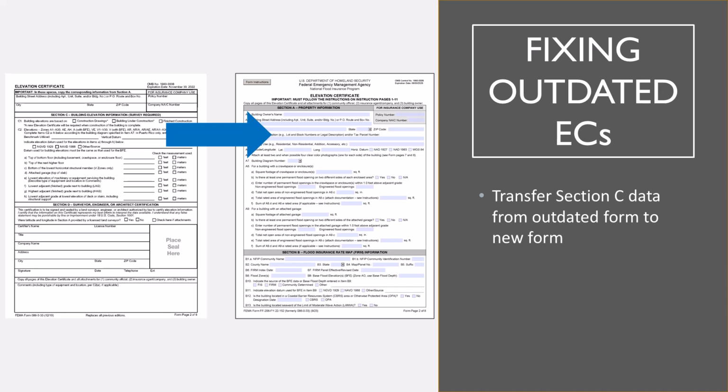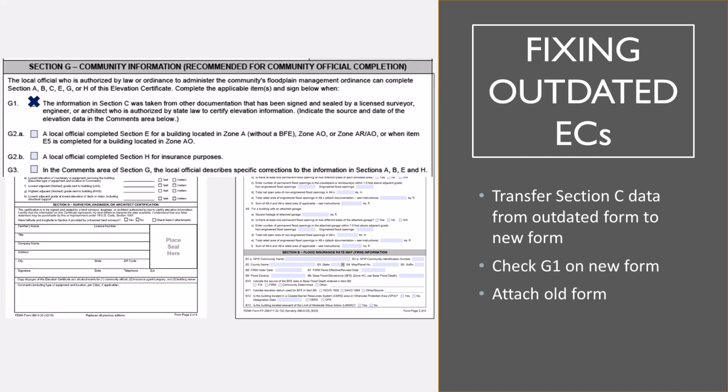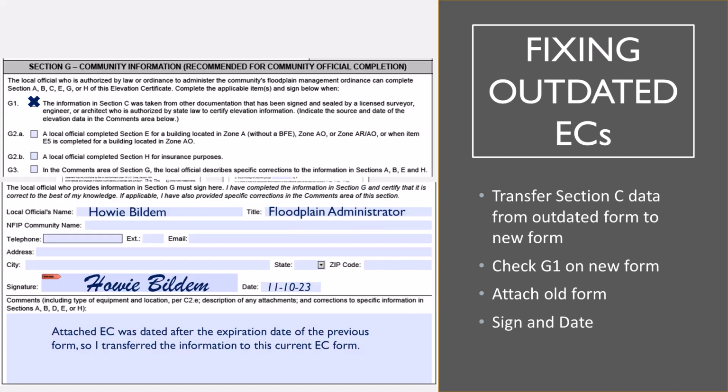Next, fill in all the other information in Section A and B. The local official should then go to Section G on the latest form, check the box for G1, and attach the outdated EC to this new form. Be sure to enter the local official's name and title, sign and date the new form, and include comments in Section G explaining what you're doing.